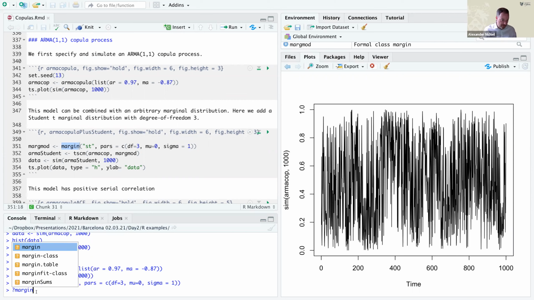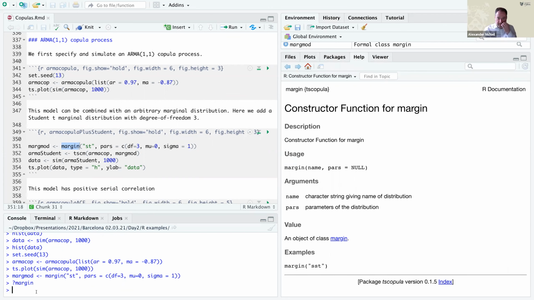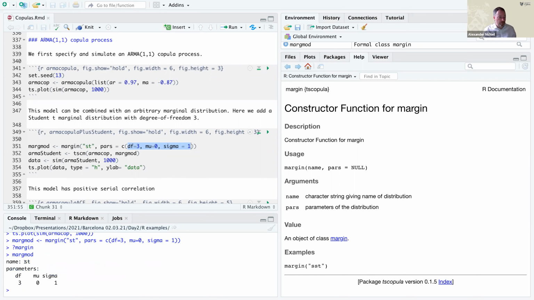The documentation, I've written this myself, so it's a little bit rudimentary. But ST stands for student, and I have to tell it the parameters of the student distribution. So there's a degree of freedom, and there is a location and scale. So this just creates a marginal model, which is student with 3 parameters. And then this is put together with the copula model.